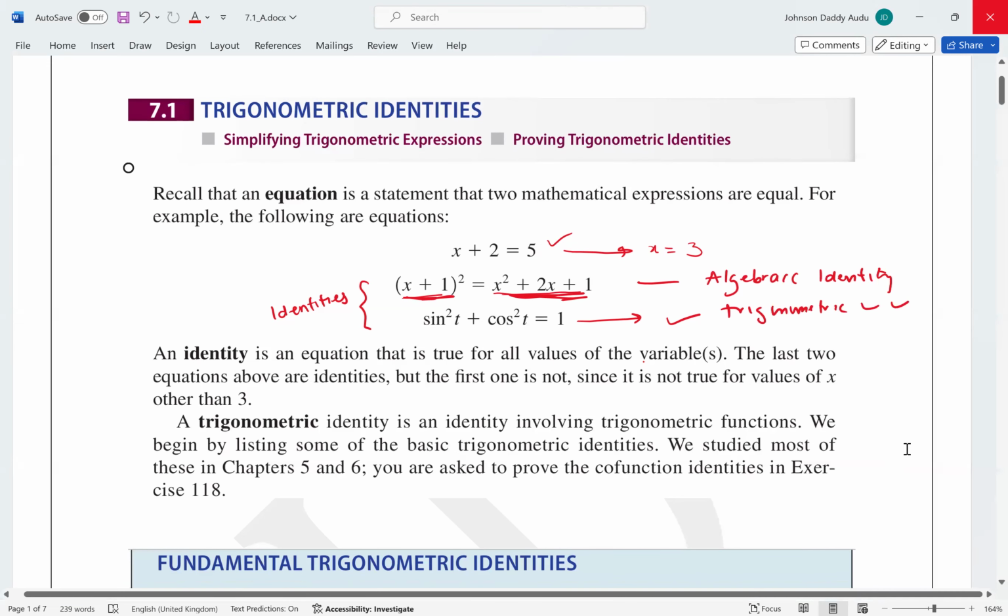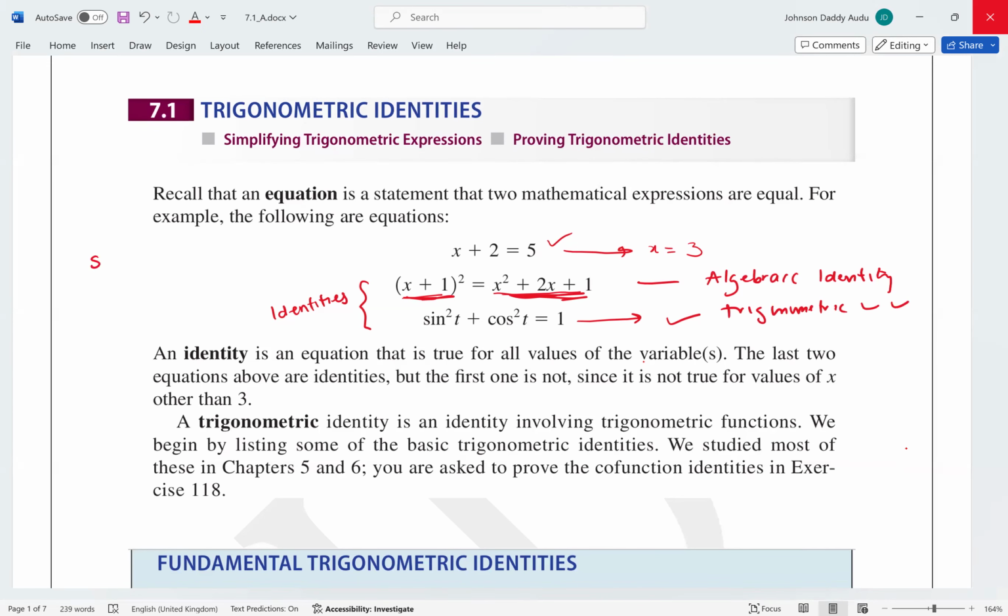Let me just add an example here. For example, let's say sine x equals 1. You see, this is not an identity because it's not true for all values of x. This is only true for certain values of x. For example, if x is equal to pi over 2, it's true, and maybe for the coterminal angles as well. But it's not true for all values of x in the domain of sine. So this is not an identity, but it's an equation.